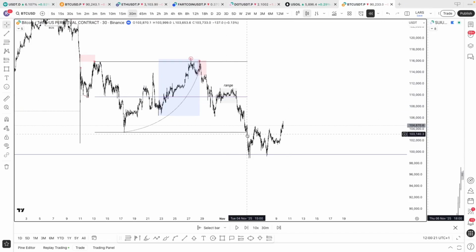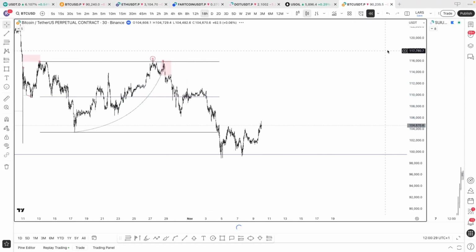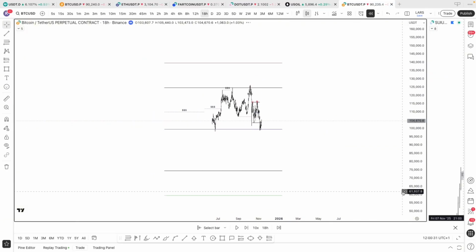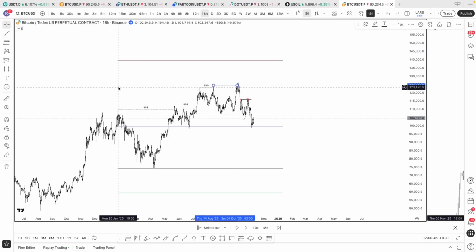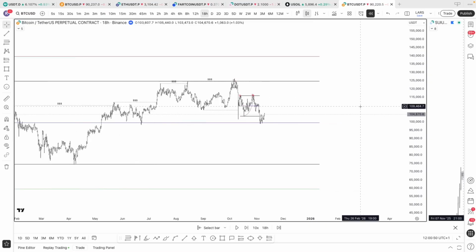We overall complete the bearish order flow objective of our distribution model right here. And we're seeing that move down. Okay? Now, on a higher time frame, we are expecting an overall reversal towards the downside all the way down towards 74K to complete that macro distributive model right here that started back in January 2025, okay?